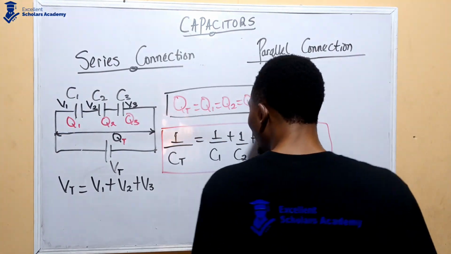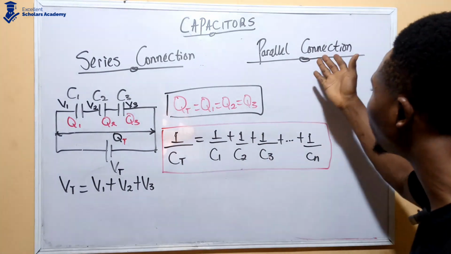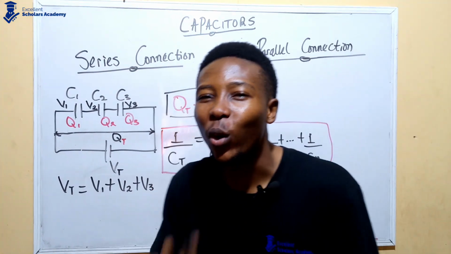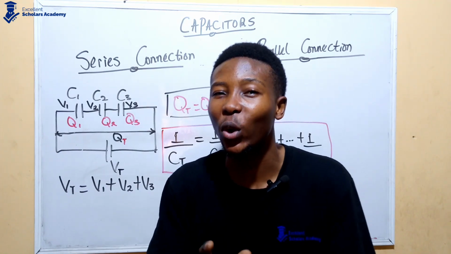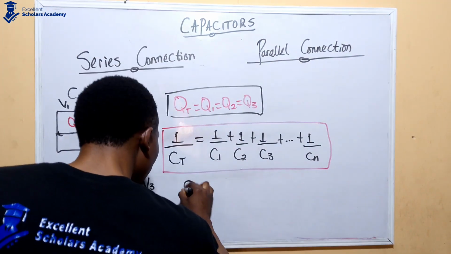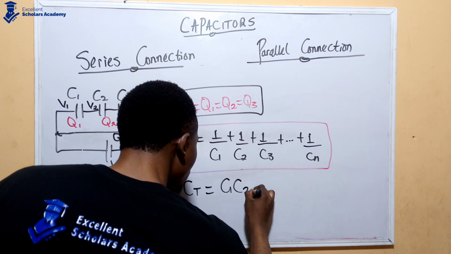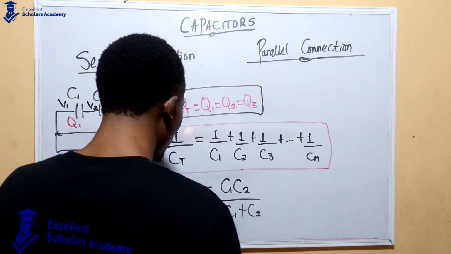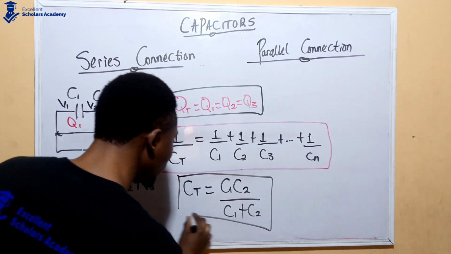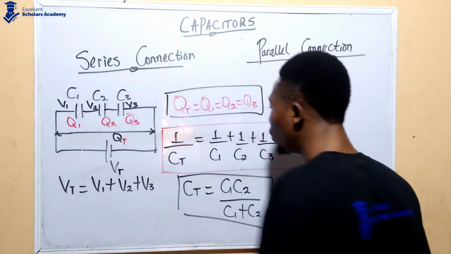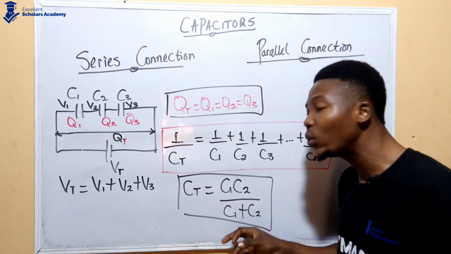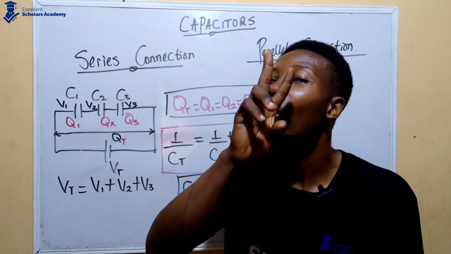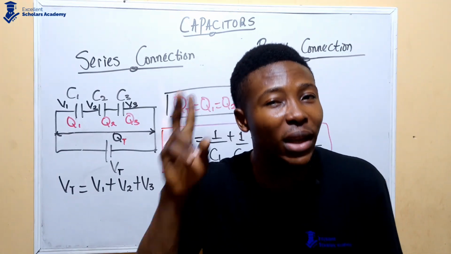Another thing I would like you to know before we move further to parallel connection is that when two capacitors are connected in series, we use the formula C1 C2 over C1 plus C2. Take note, for two capacitors connected in series, only two capacitors.